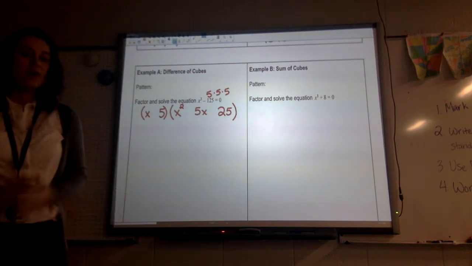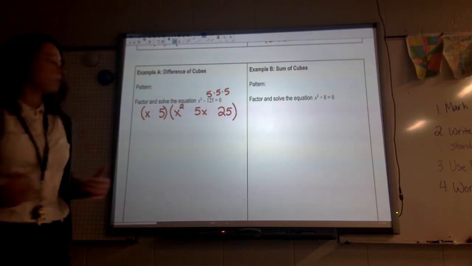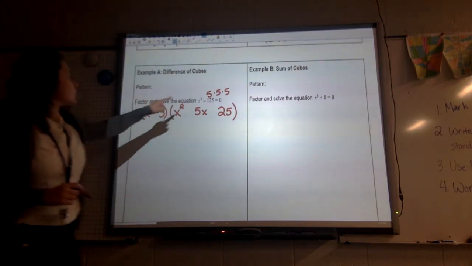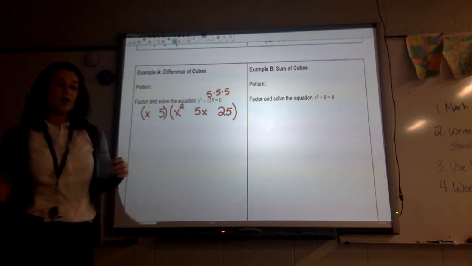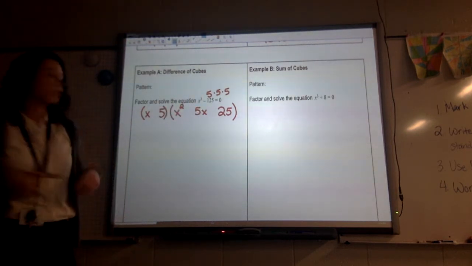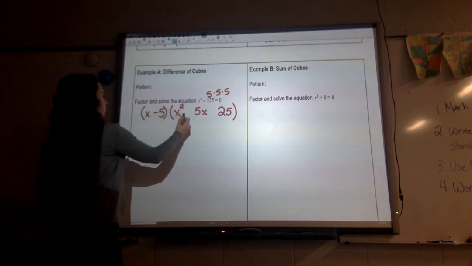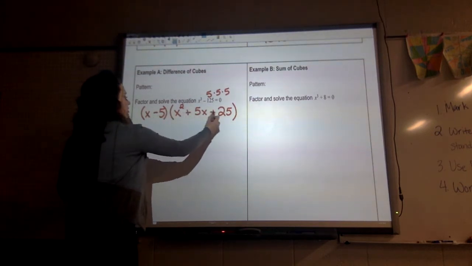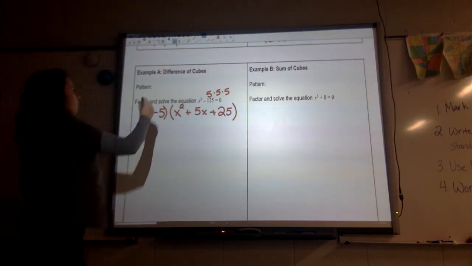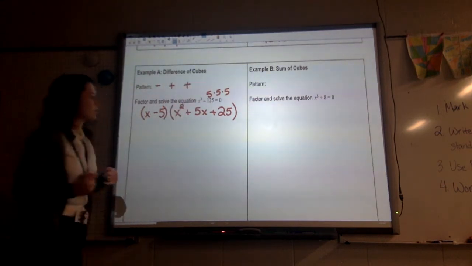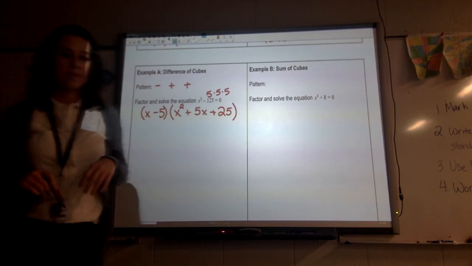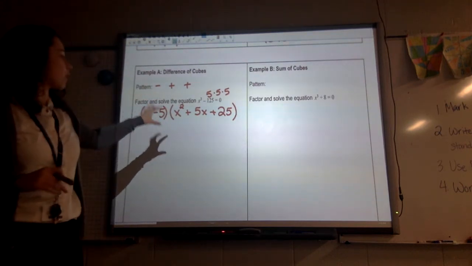Okay? The very last thing that you have to memorize is because this is a difference of cubes. Okay, you've got a minus sign. You're going to get 3 signs. They're always going to go minus, plus, plus. So there's my pattern right there. If it's a difference of cubes, I do minus, plus, plus. Okay? There are my factors right there.